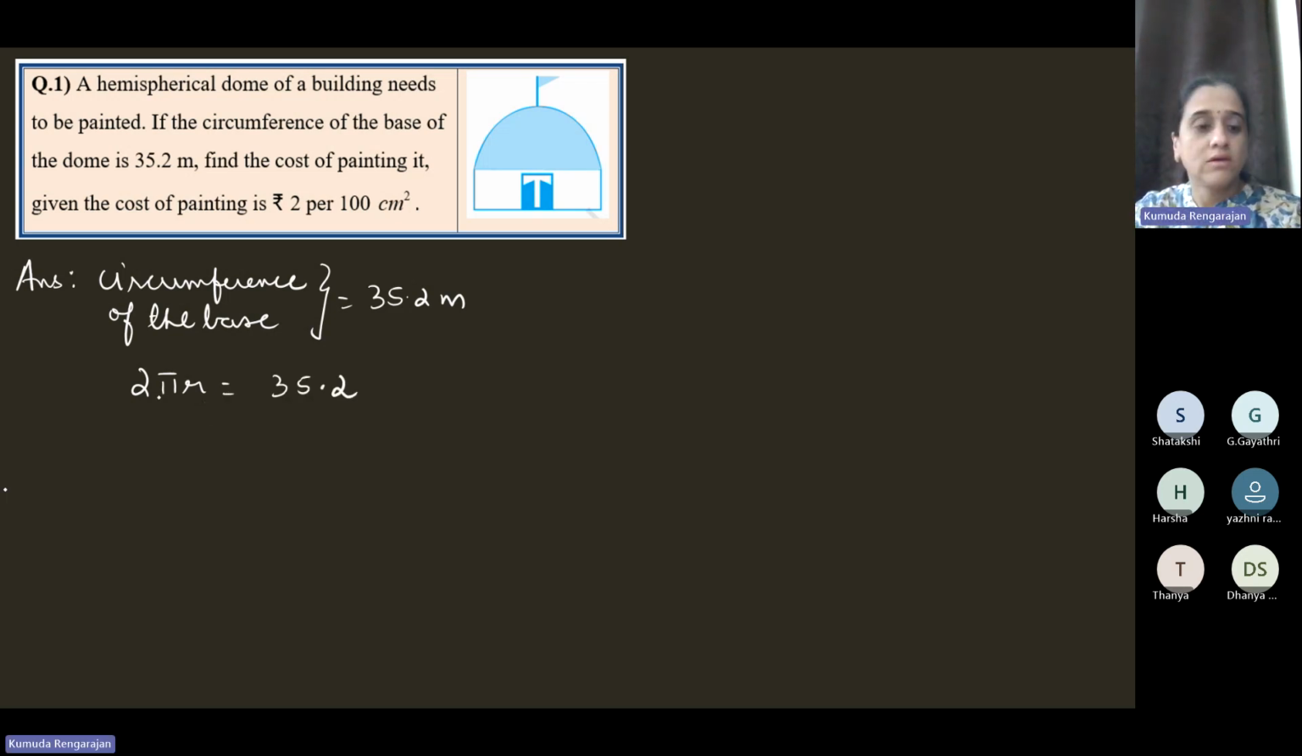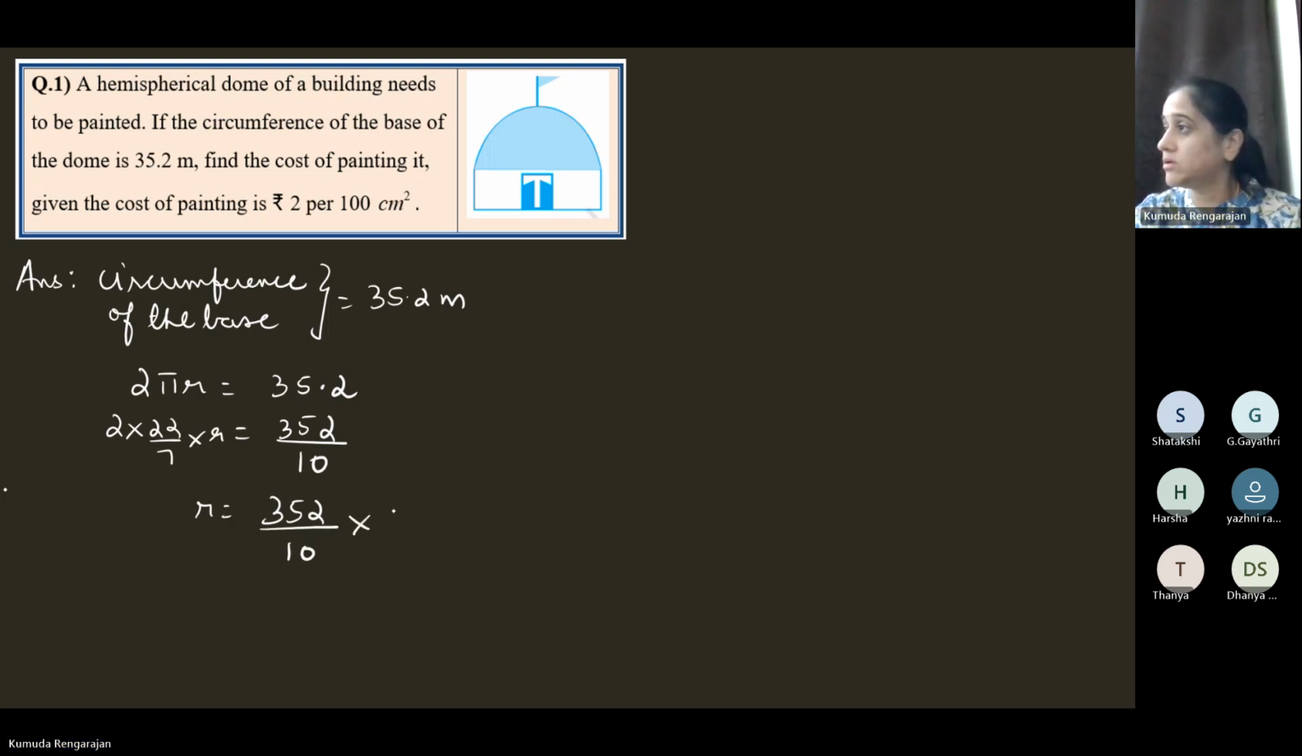Correct? So 2 into 22/7 into r. You can even change this to a fraction if you want. So 352/10. So r is equal to 352/10 into 7/22 into 1/2. Simplify this and tell me. Find r, and then you need to find the inner surface area and then the cost of painting.